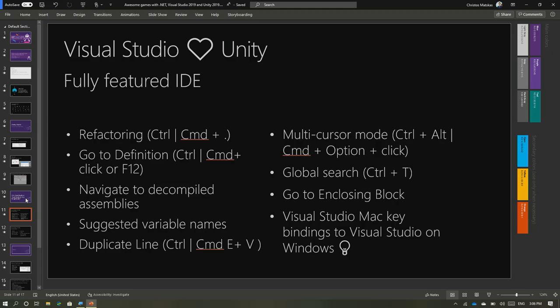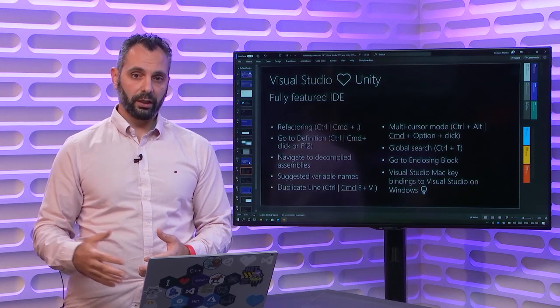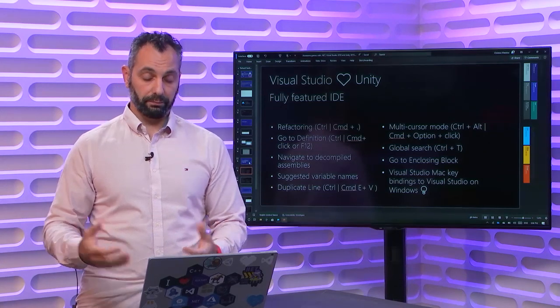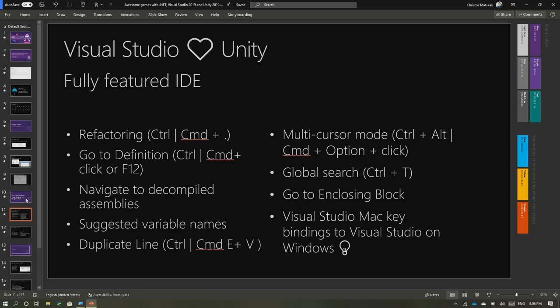The IDE guides you through a lot of good practices and will try to give you the tools that you need to build good code. So if you're creating a method that you want to duplicate, for example, then we can quickly do that in the code. There are a lot of tools there to make you more productive with the scripting in your games. Multi-cursor mode editing. We've got global search. That's very big because as your code base grows, you want to be able to quickly search and find different components in your code. Going to enclosing block if you have big blocks of code.